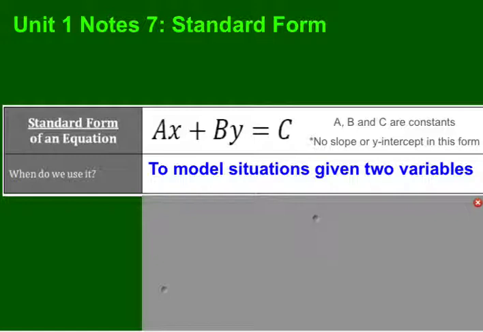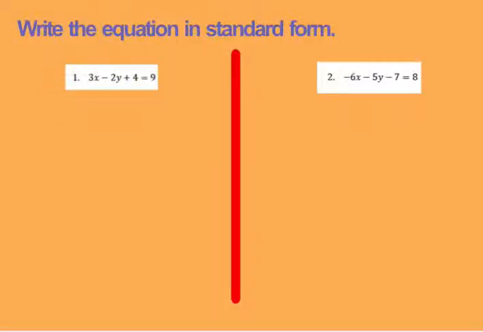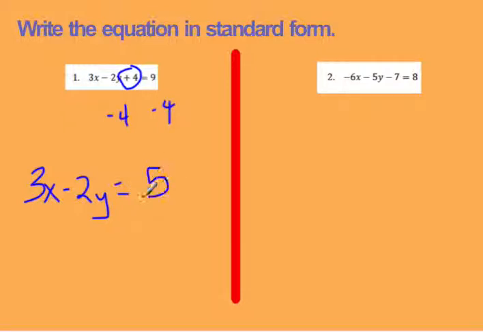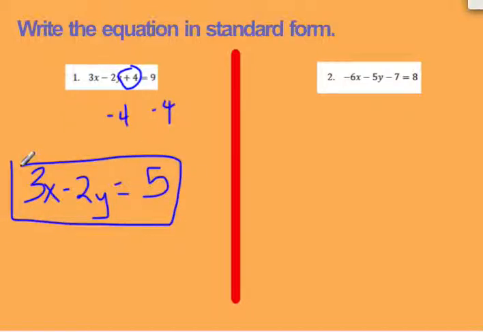Okay. So let's go ahead and take a look now at number 1. What we want to do is have our x's and our y's on one side and the thing that's just a number on the other side. So the only thing I need to do is get rid of this plus 4. I need to get that over to the other side. Well, since it's plus 4, I can subtract 4 from both sides. So I get 3x minus 2y is equal to, well, 9 minus 4 is going to give me 5. And that's all there is to it. Okay, 3x minus 2y is equal to 5.